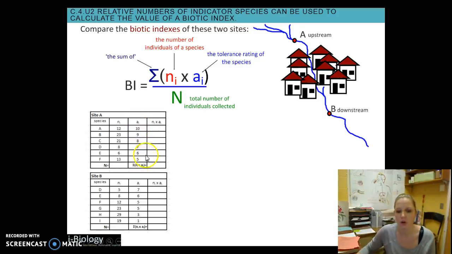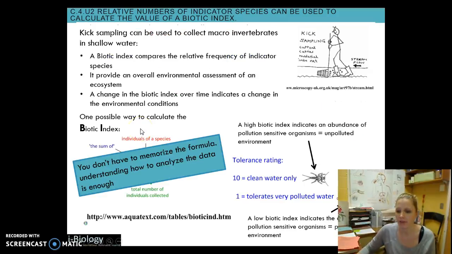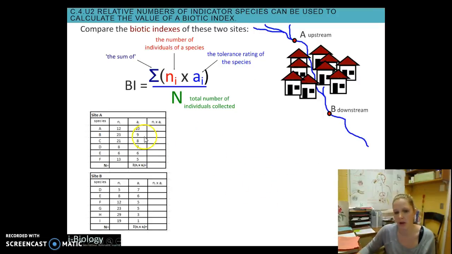given to you. So 10 is, if I go back, clean water only. 1 is tolerates very polluted water. So species A is very, very clean, or will only hang out in clean environments, where something like species I will hang out in the dirtiest of dirty. So you can kind of just glance by looking at the types of species that are here and the tolerance ratings that it's possible that downstream is dirtier, right? And therefore would possibly have a lower biotic index. But let's actually go through the math.